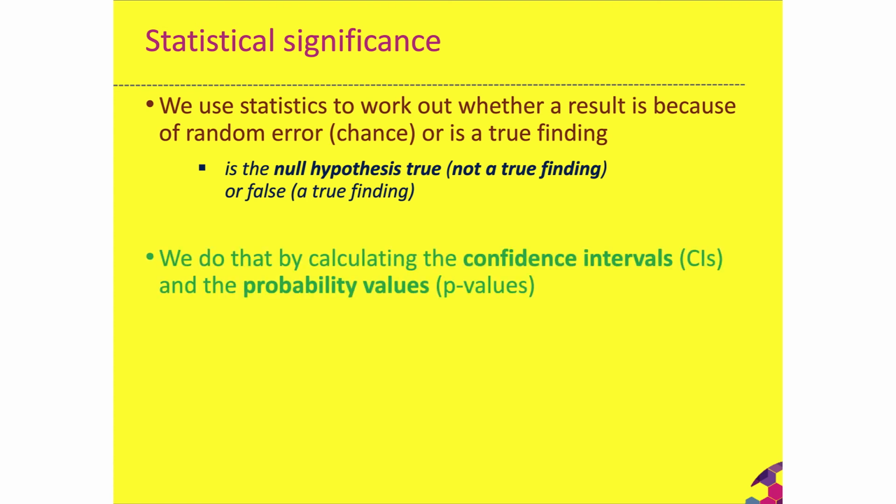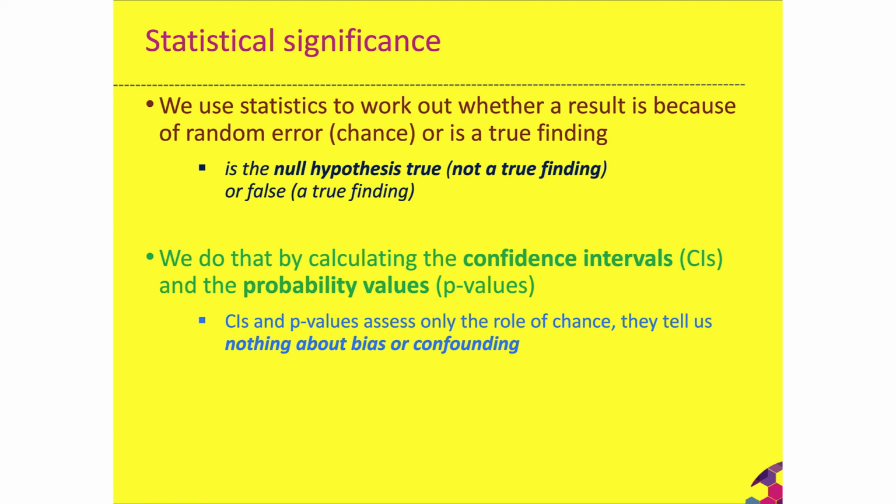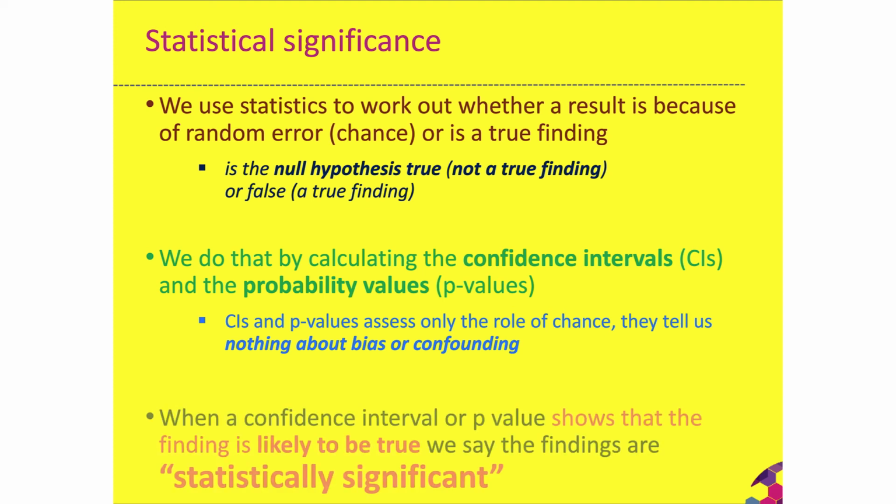And so the way we work out whether the null hypothesis is true or not is by using confidence intervals and probability values. CIs and p-values assess the role of chance. However, they don't tell us anything about bias or confounding. They only tell us about the role of chance. So if we do have bias or confounding in our study, then that is a different problem and is not solved by confidence intervals and probability values.